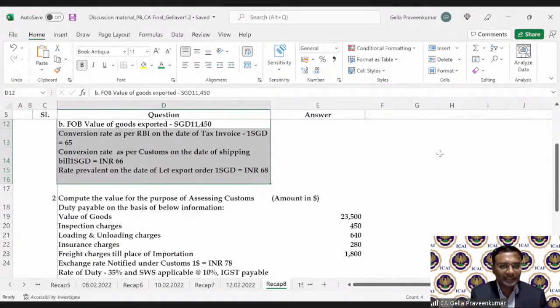Now to convert this into INR, they have given 3 dates. What are the 3 dates? The day I raised my tax invoice, the prevalent RBI rate is 65. The day I filed my shipping bill is 66. The day I got permission from the customs officer, let export, is 68. Please confirm what rate we have to adopt in case of shipping bill.